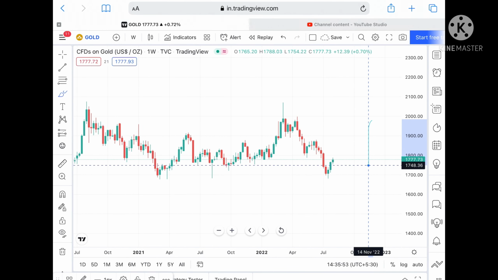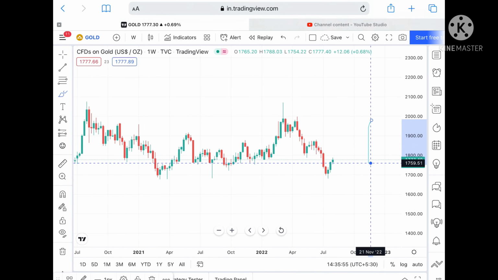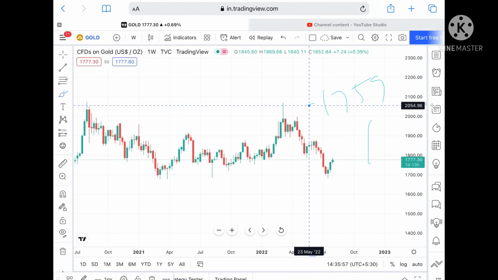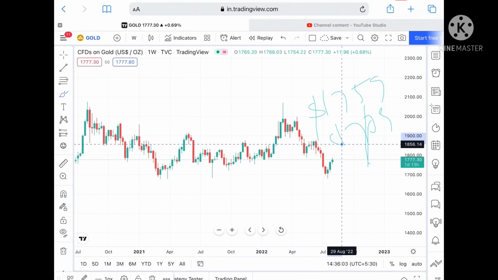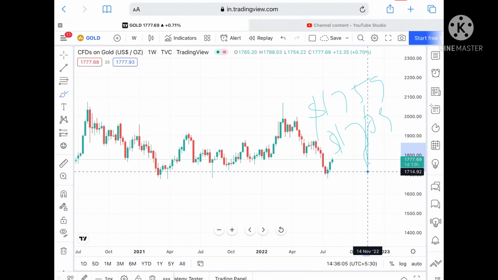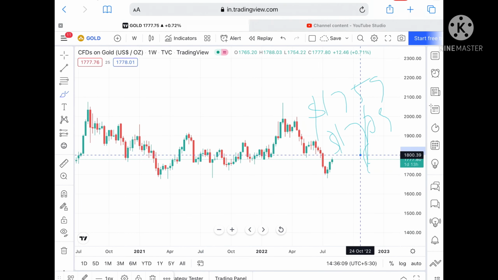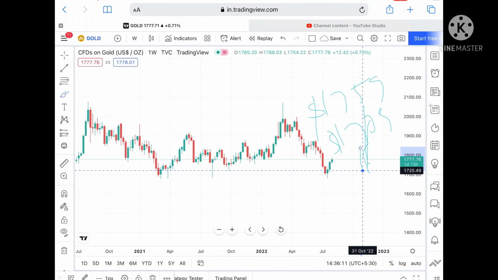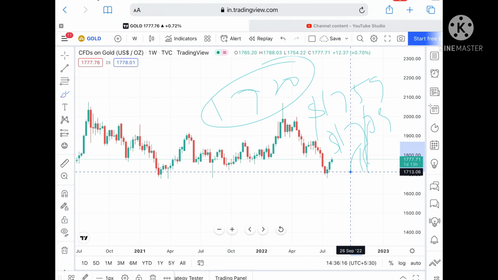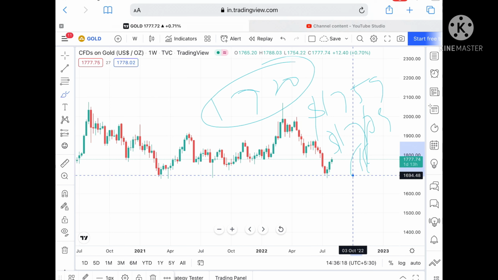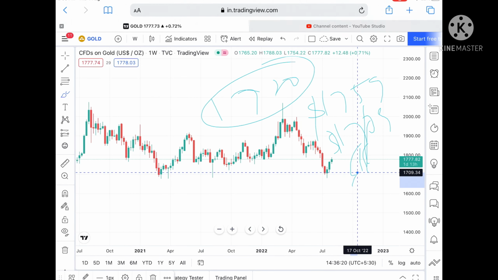Suppose this particular level didn't sustain. The probability is high we can see it go further down towards $1759. If the price falls below that level, the probability is high we can see $1739. If that level also doesn't sustain, the probability is very high it can move further down and touch $1720.